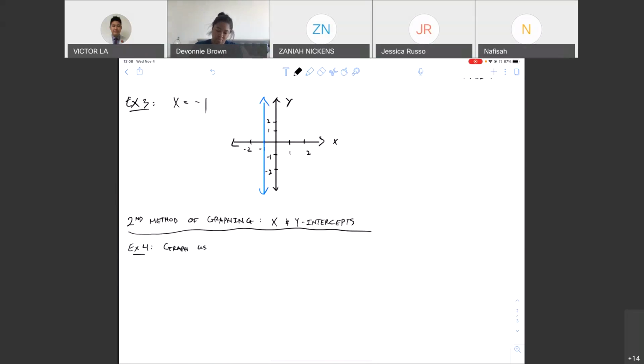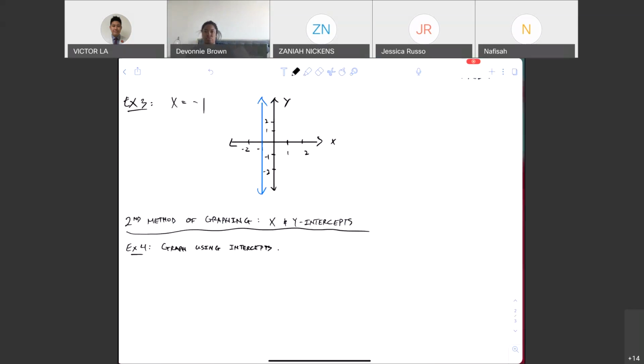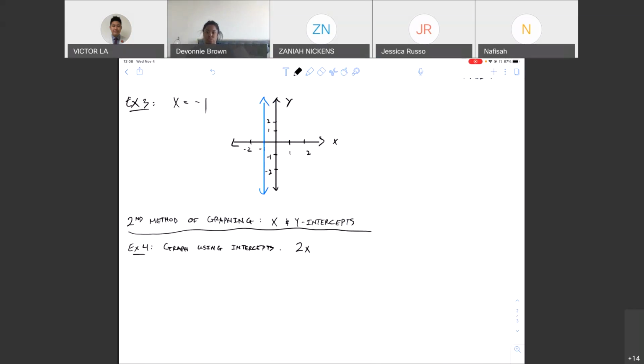Graph using, sometimes you'll see people say informally, just saying intercepts. Graph using intercepts, with a T. And the equation was, what was it? It was 2x plus y equals 6. Okay. 2x plus y equals 6. So how do you do this?